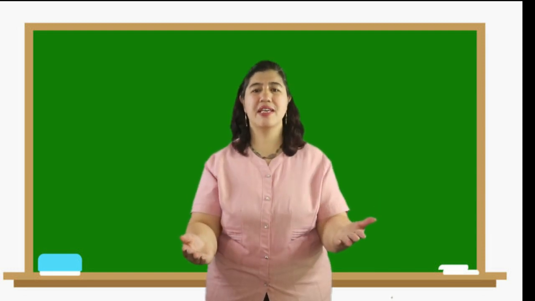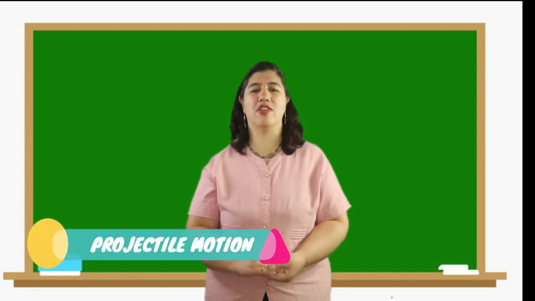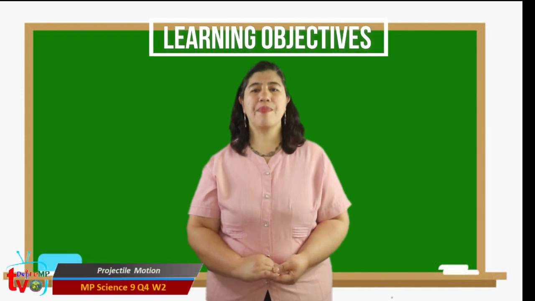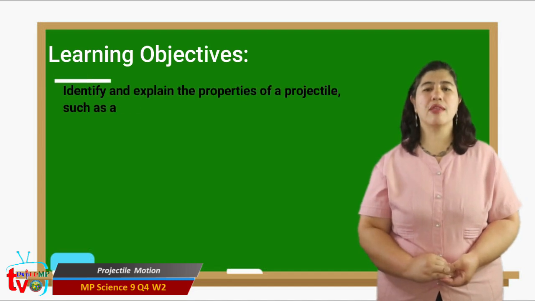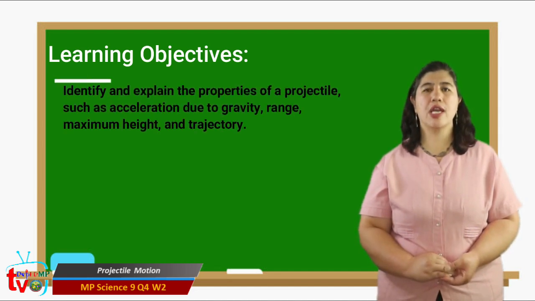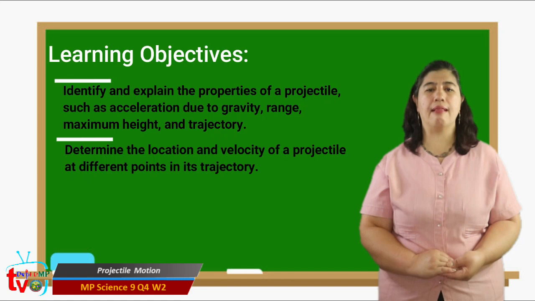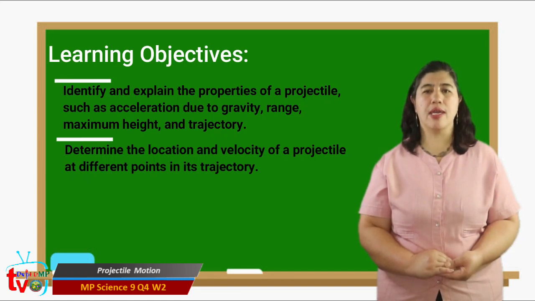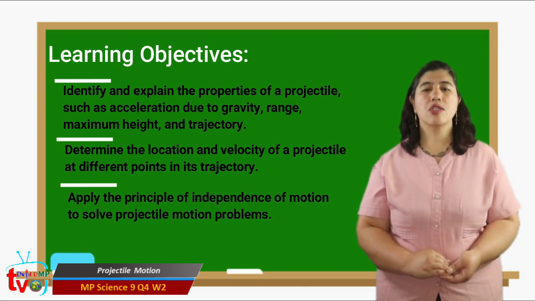Good day, learners! Angeline Sumedca, your facilitator for the topic on projectile motion. At the end of the lesson, you are expected to accomplish 3 objectives. First, identify and explain the properties of projectile such as acceleration due to gravity, range, maximum height, and trajectory. Second, determine the location and velocity of a projectile at different points in its trajectory. And the third, apply the principle of independence of motion to solve projectile motion problems.